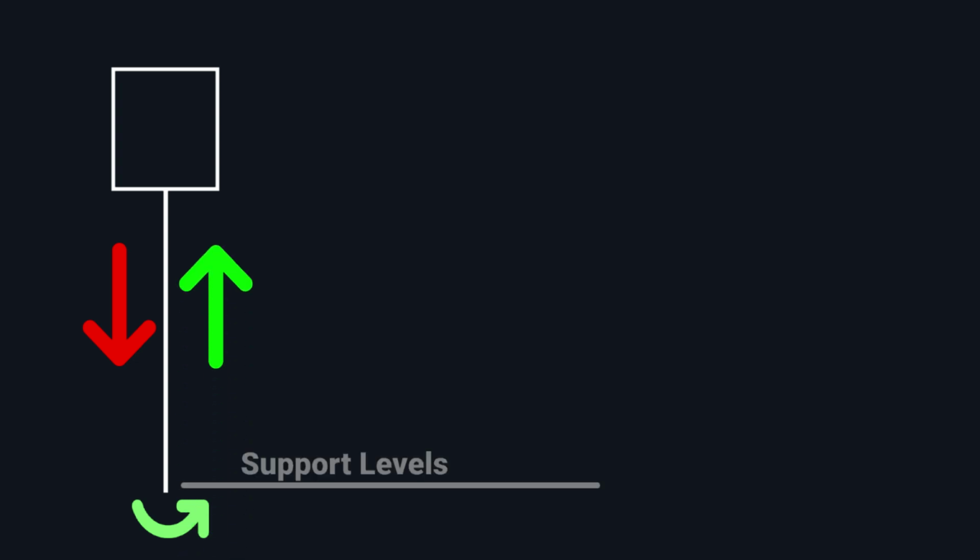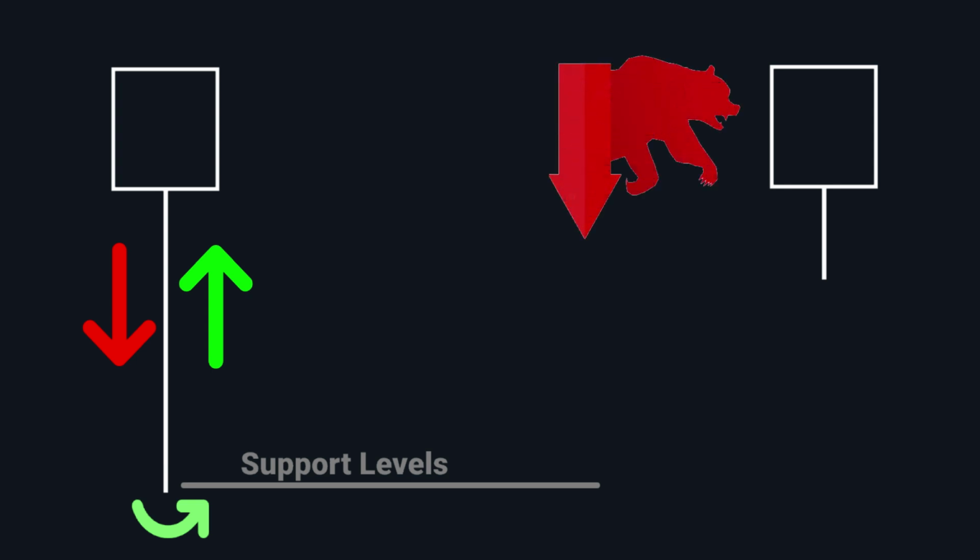A relatively long lower shadow suggests that sellers initially drove prices lower, but buying pressure pushed the price back up near the session's close. This can indicate potential support levels or hint at a shift toward bullish sentiment. In contrast, a short lower shadow implies that sellers maintain control throughout, indicating a strong bearish sentiment.